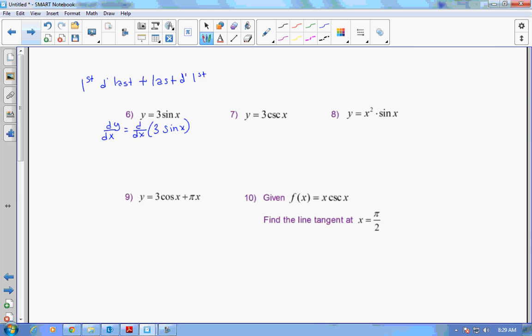Okay, you got to keep those straight. So, dy/dx. I would probably start writing further to the left so we have room for number 7. First is what? 3. First d last. Derivative of the last, derivative of sine, cosine. First d last plus last, sine, d first. What's the derivative of 3? 0. Oh, interesting. So that cancels out, and dy/dx is just 3 cosine x.